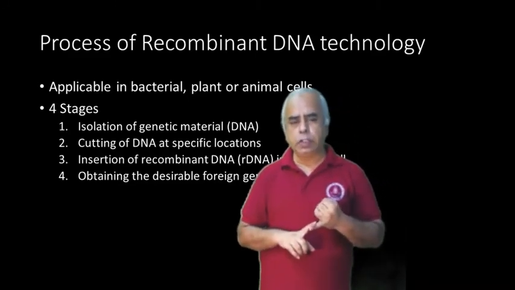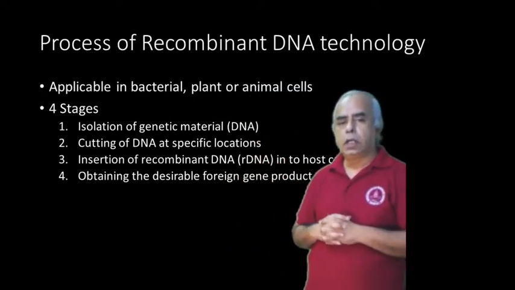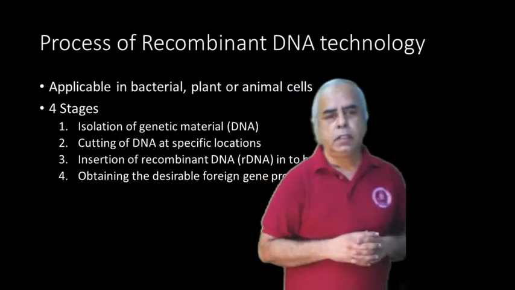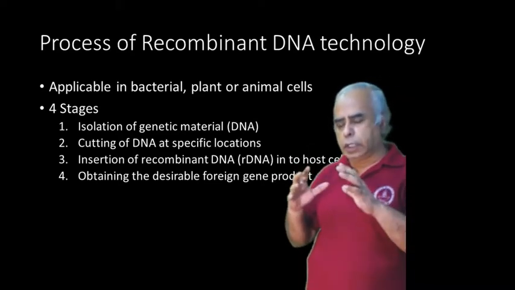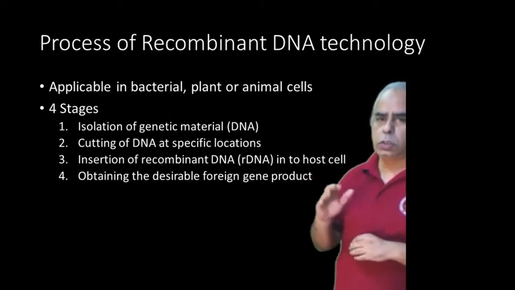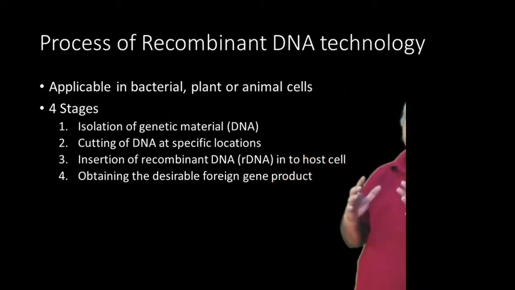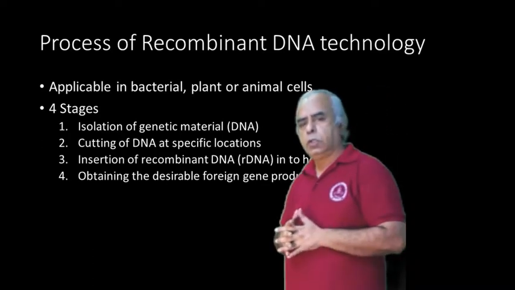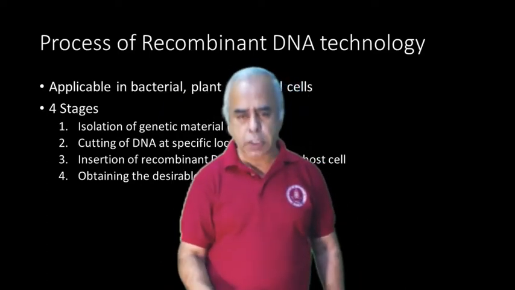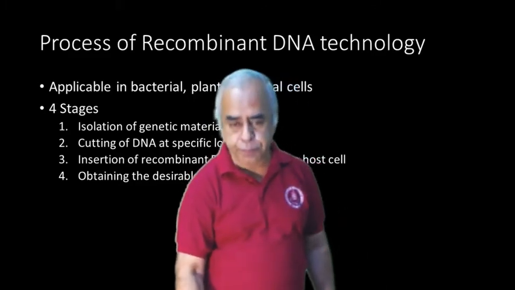The first one is isolation of genetic material, that is the DNA. Then cutting of DNA at specific locations. And then insertion of recombinant DNA, that is called simply rDNA, into the host cell. The host cell may be a bacterial, plant or animal cell. Then obtaining the desirable foreign gene product. So these are the essential four stages of the process of recombinant DNA technology.